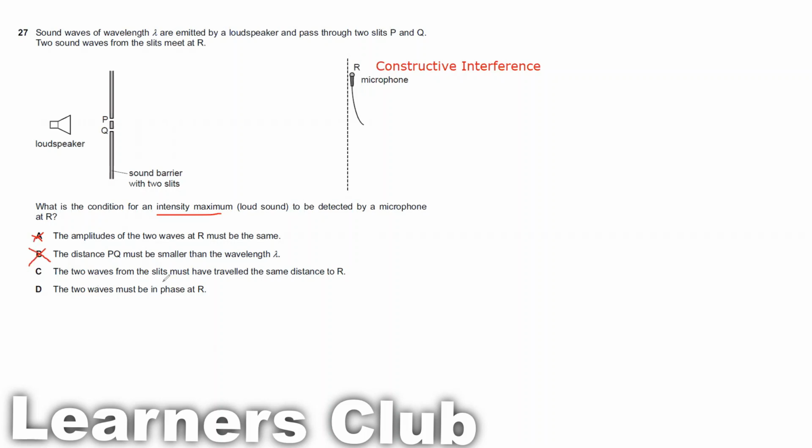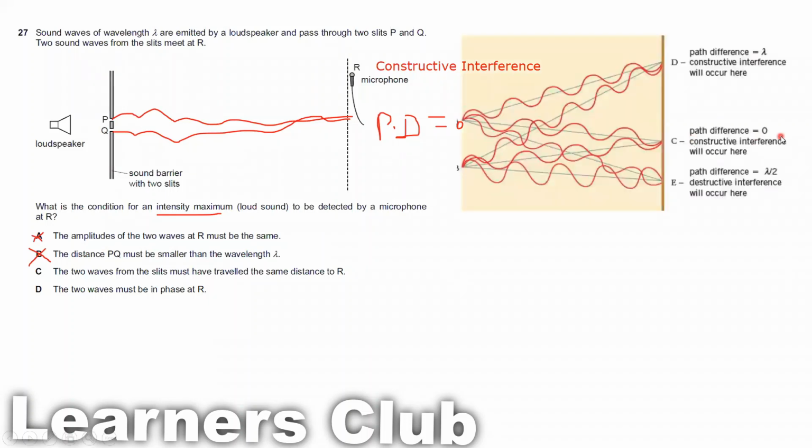Option C, the two waves from the slits must have traveled the same distance. So they're saying the waves should have traveled the same distance. If they have traveled the same distance, then the path difference is 0. That happens only at the center. Even though you get constructive interference with path difference 0, it will not happen at R. It will happen somewhere midway between the two slits. That's somewhere here. So that's not the option.